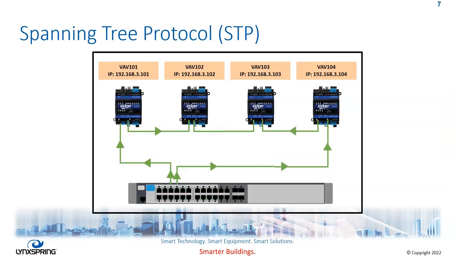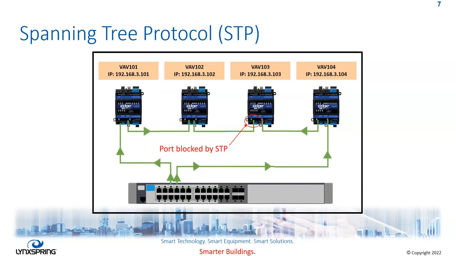So if we look at this setting here, we can see that between these 4 devices, communication goes from VAV 101 to 102, and then from 104 to 103, but not in between 102 and 103. That's because the secondary port on the VAV 103 to the primary port of VAV 102 is blocked to prevent a broadcast storm.